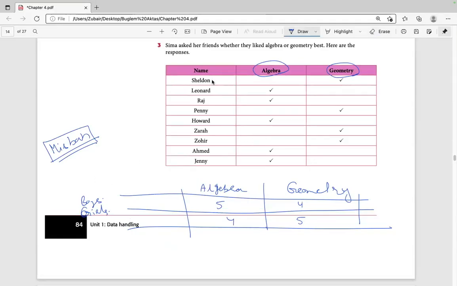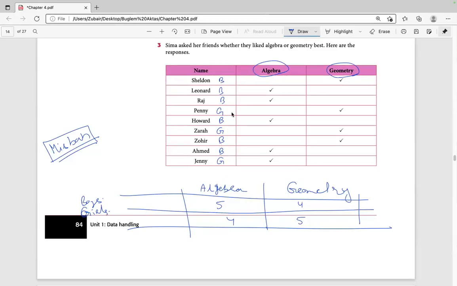What do you think Sheldon is? Male, female? Boy. That's a boy. Leonard is a boy. Raj is a boy. And what's Penny? Girl. Penny's a girl. Howard? Boy. Zara is a girl. Zuhair is a boy. Ahmed is a boy. And Jenny, I suppose she's a girl.